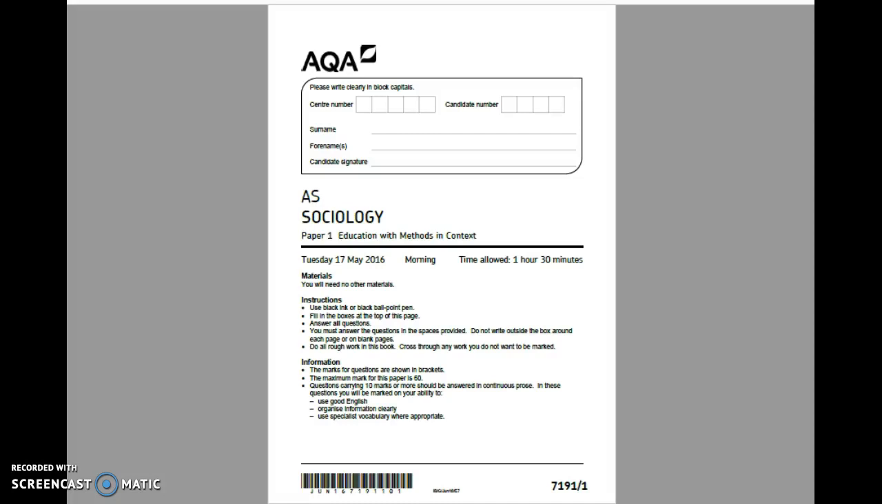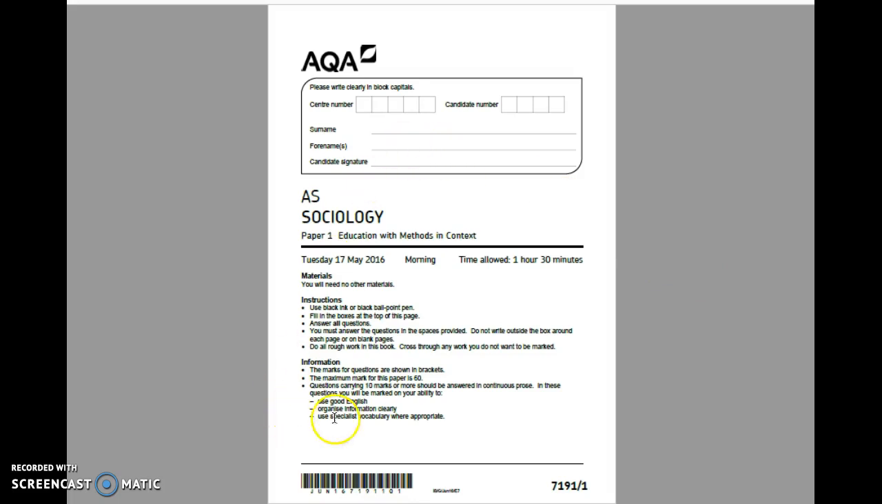This is the paper 1 education with methods in context. This is for students that are doing the AS, not the full A level. This is the AS paper 1. Okay, now as you can see in front of you, you can see the front page. Now I'm using last summer's paper that my AS cohort sat last year amongst others.